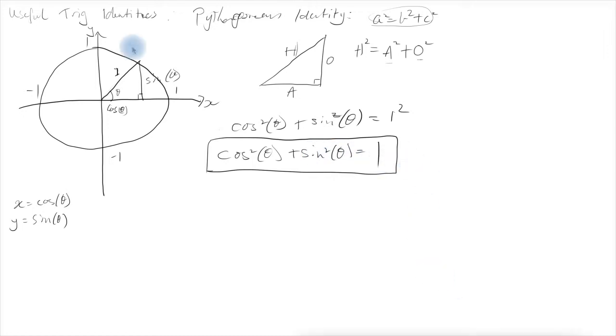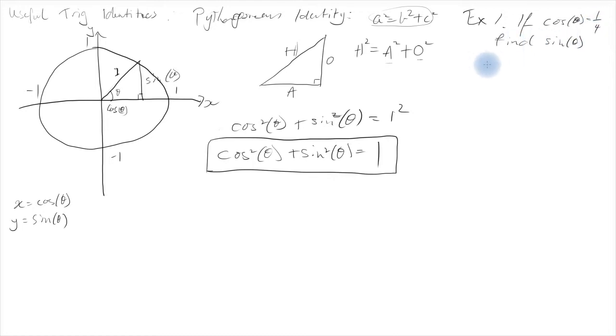Alright, let's do a tiny example. Example 1: if cosine of the angle equals, let's say, a quarter, find sine of the angle. If cosine of the angle equals a quarter, find sine of the angle.